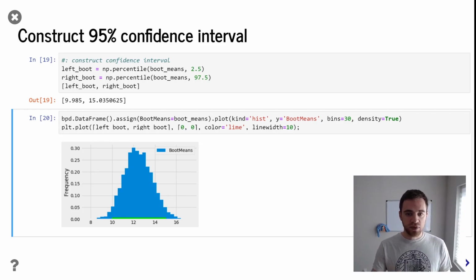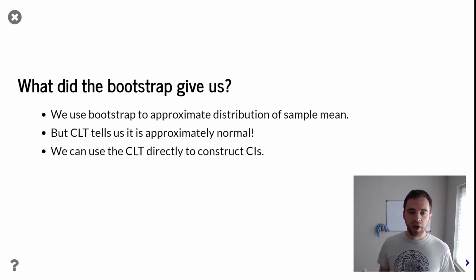Okay, so that's review. Let's think about what the bootstrap gave us. We used the bootstrap to figure out how different the sample mean could have been. In other words, what's its distribution? Okay, but do we need to use the bootstrap here? Because we have the central limit theorem. The central limit theorem tells us what that distribution is.